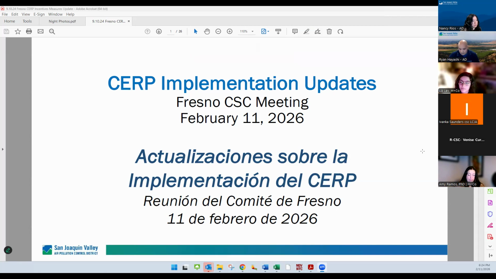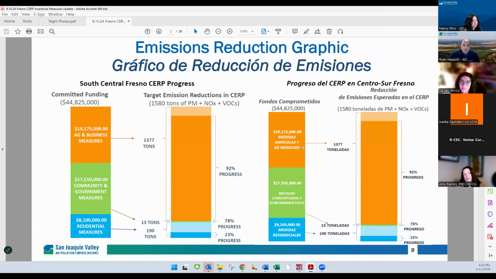updates as well. In terms of the goals of the emission, we had specific funding levels that were provided for the different types of measures, and then we expected to get certain emissions reductions from that. And so that's what this table here shows that we went over quite a bit last time, in terms of our progress for the different types, whether it was business measures, community government measures, and then residential measures.